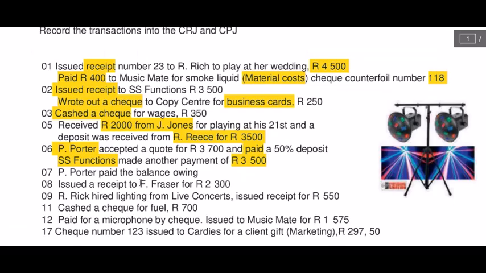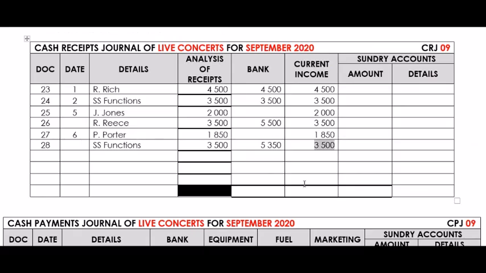Then on the 7th, P. Porter paid the balance owing. So this transaction relates to the transaction on the 6th. On the 7th, P. Porter now paid the rest, or the other 50% of the 3,700 Rand. So we are still receiving money from P. Porter. We will issue receipt number 29 on the 7th, and now he's just paying the remaining 1,850. It's the only transaction for the day, so you can write the value in bank and it goes to current income.